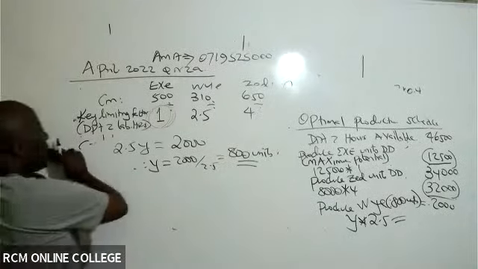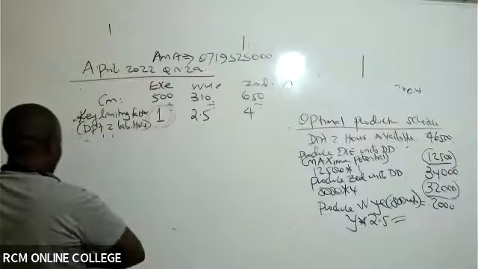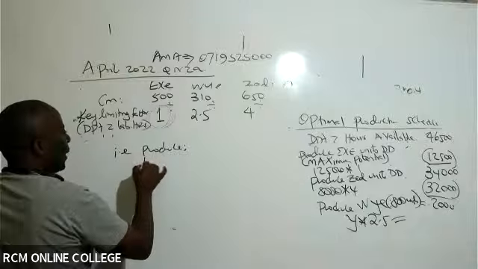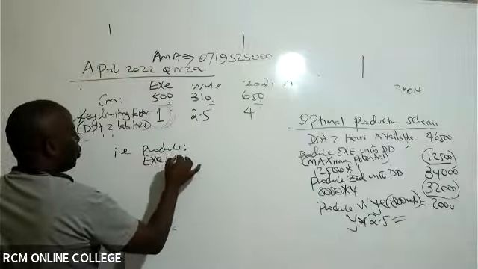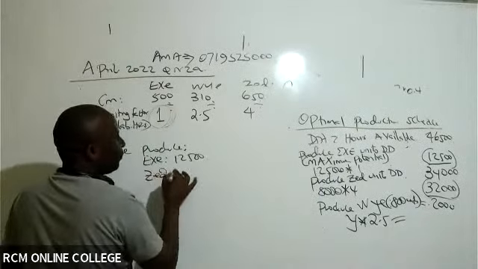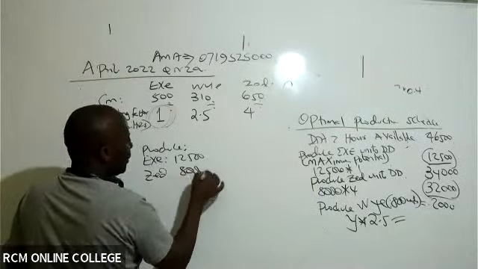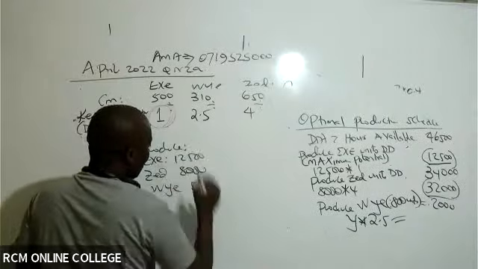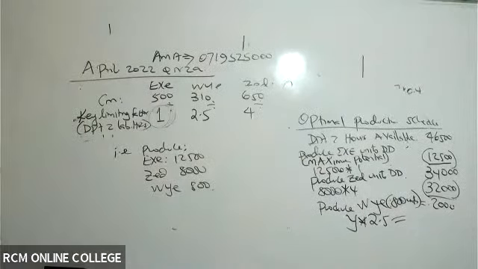That is, produce X 12,500, Z 8,000, then we have Y 800. You have given your advice as a management accountant.